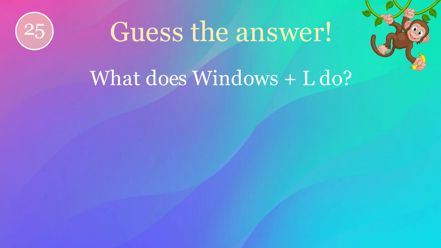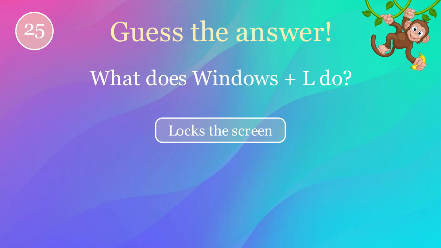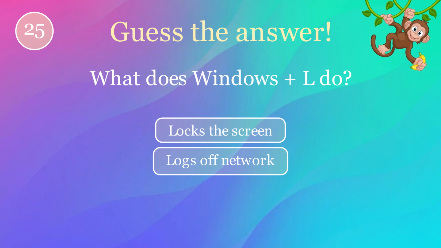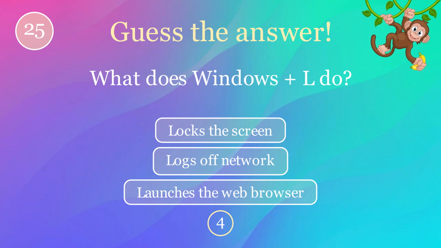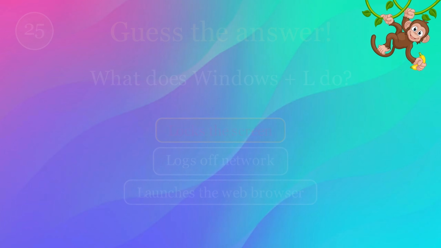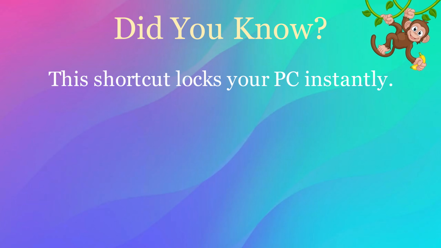What does Windows+L do? Locks the screen. Logs off network. Launches the web browser. The correct answer is, locks the screen. Here's an interesting fact, this shortcut locks your PC instantly.